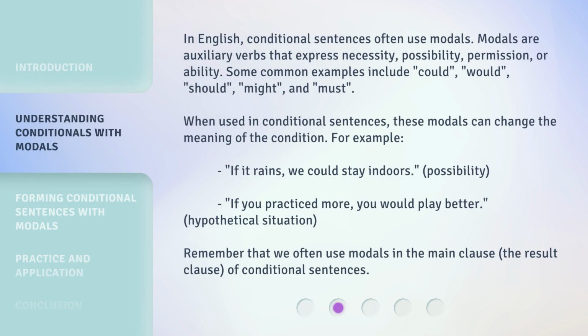In English, conditional sentences often use modals. Modals are auxiliary verbs that express necessity, possibility, permission, or ability. Some common examples include could, would, should, might, and must. When used in conditional sentences, these modals can change the meaning of the condition.